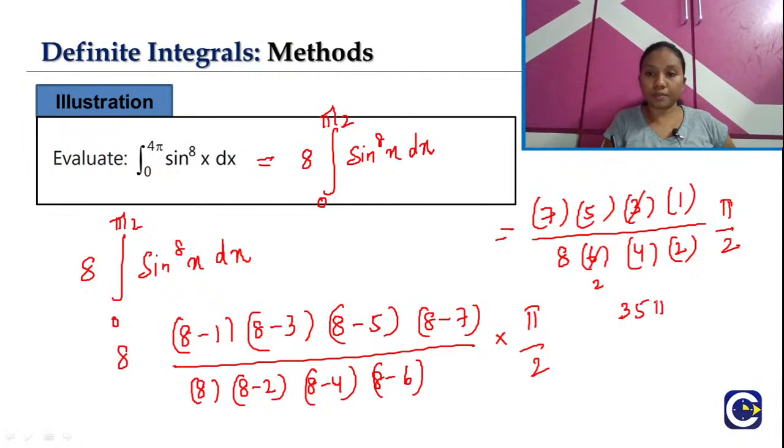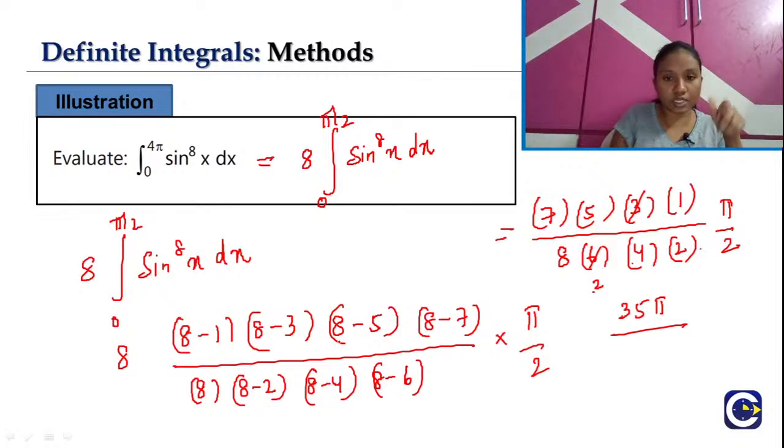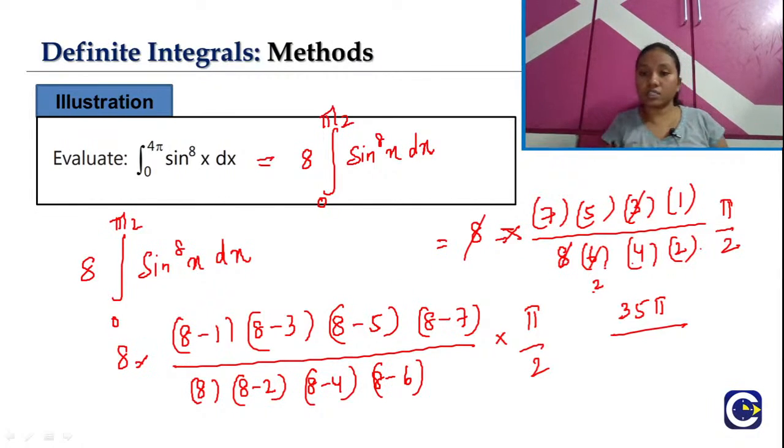So 35 pi divided by, so what are the remaining terms? So 8 into 2, 16 and then 4 into 2, 8. So 16 into 16 will be the thing, right? So sorry, into 8 is already there, right? So this 8 we have to multiply. So that I missed. So this entire 8 is also there. So which will be getting cancelled? 8. So 4 into 2, 8. 8 into 2, 16. 16 into 2, 32.